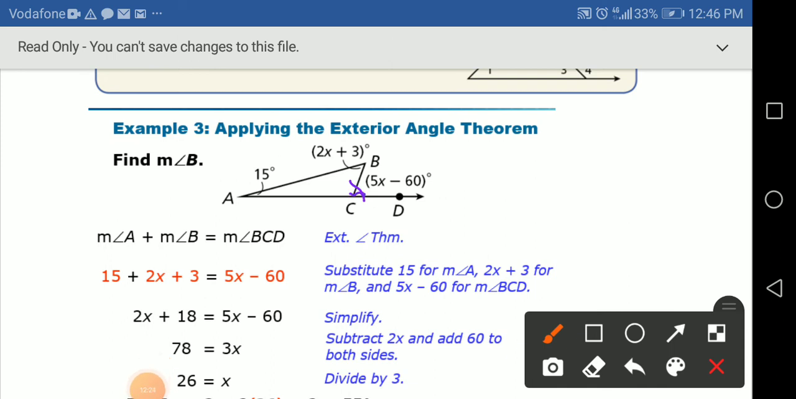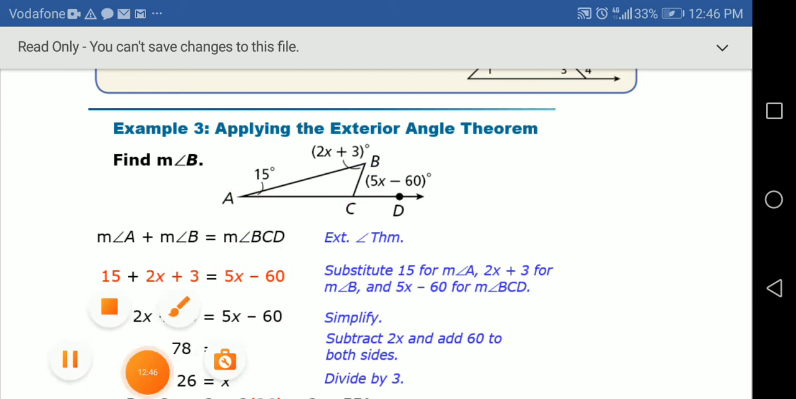This one is equal to the sum of measure of angle A plus measure of angle B. So I have here measure of angle A plus measure of angle B is equal to the exterior angle, which is DCB or BCD. It's the same angle. So let's solve for that.